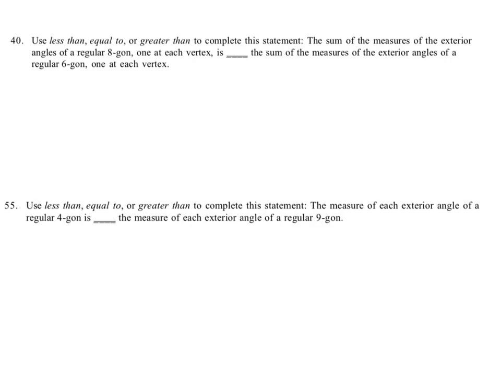So use less than, equal to, or greater than to complete this statement. The sum of the measures of the exterior angles, one on each vertex, is what to the sum of the measures of the exterior angles of a regular sixgon, one at each vertex? Well, we know that always, always, always the sum of the exterior angles, regardless of the number of sides, is equal. What is it equal? They're equal to 360. So they are equal. They're talking about the sum.